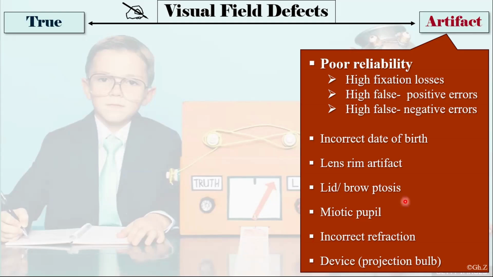We usually say ptosis results in a superior visual field defect, but to be precise, we should say an artifact or pseudo superior visual field defect, because if we repeat the visual field with the upper eyelid taped, this defect will disappear. Also, pinpoint pupil, like a severely miotic pupil. And finally, device-related errors such as a dim projection bulb.